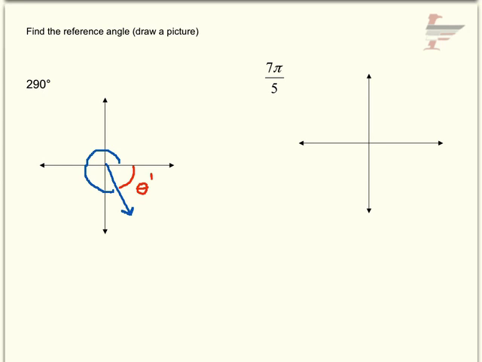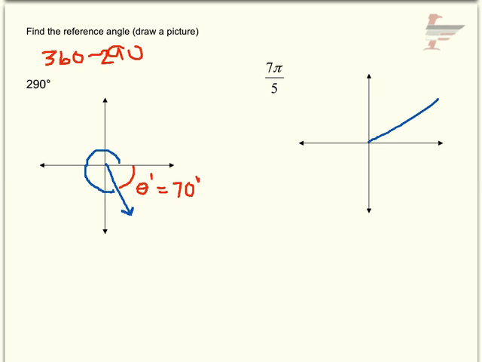So you have to just figure out how many degrees left. Well, I can definitely see that I went all the way to 290. How much further do I have to go to get to 360? So if I take 360 minus 290, I see my reference angle is 70 degrees. In radians, I have 7 pi over 5. So I'm going to break things into fifths, as best as I can here.